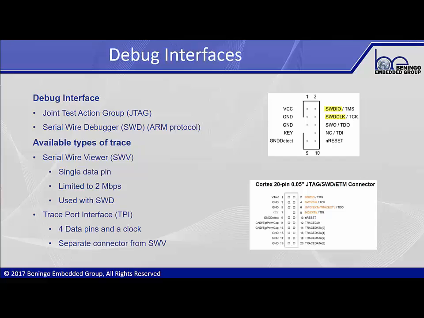Now, just like with any microcontroller, we're going to have potentially a couple of different interfaces that we can use in order to actually access and program and get debugging information from the part. There's a couple of different debug interfaces. Now, on the right-hand side here, you can see there's two different types. One is our typical 10-pin JTAG that many of us are used to.